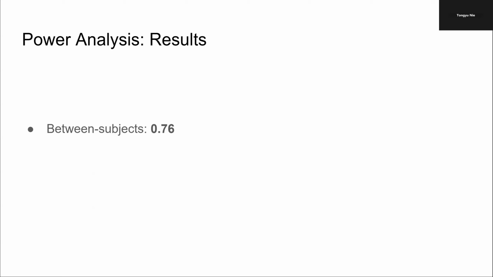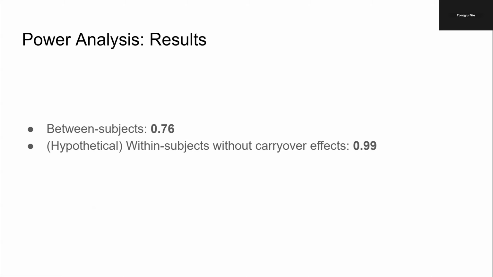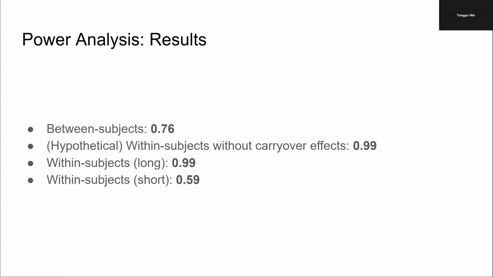The results showed that between-subject design had a power of 0.76. And without any carryover effects, within-subject design has a power of 0.99. And using long washout periods can give you the same power. However, if you are using short washout period, carryover effects can drop your power to 0.59.